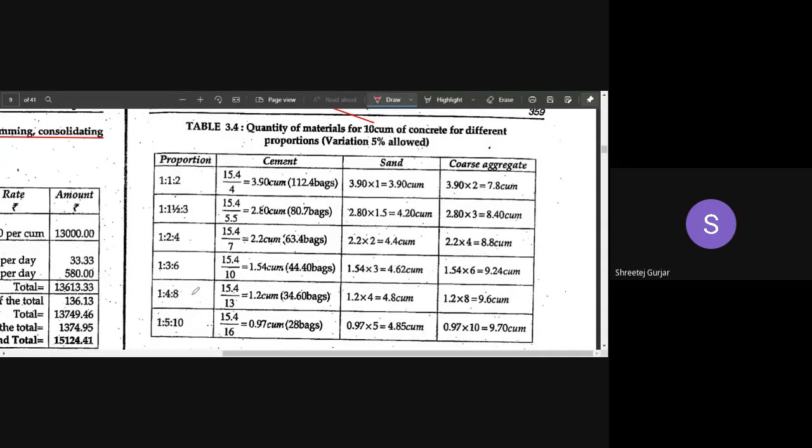Can you tell me the grade of these particular proportions? The grade of concrete, which you can see on your screen. The first thing, can you identify which is M20 among these? Second one. What is the proportion of that? 1:1.5:3. Okay, correct. This is M20.